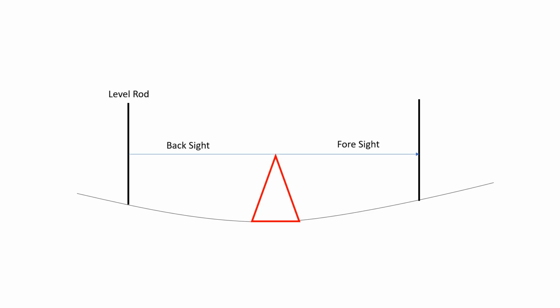How? For easy understanding, you can see what the backsight and what the foresight are. The instrument is in between, and the after will be the foresight and the before will be the backsight.